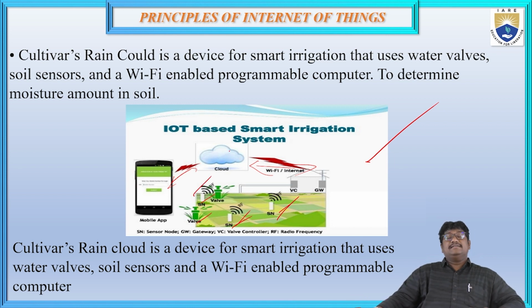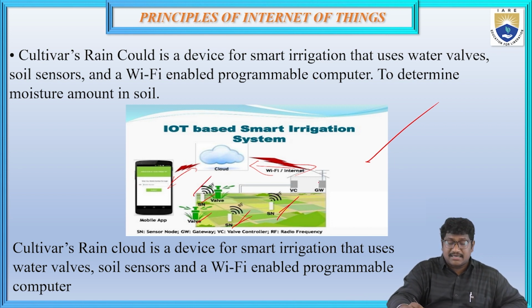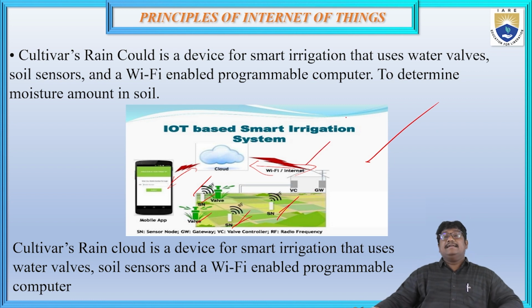And along with that, there will be a Wi-Fi enabled programmed computer. This was the thing. Also, to determine the moisture amount of soil, we are going to use these particular sensors, and if there is less moisture in the soil, automatically they are going to transfer information to your wireless Wi-Fi network, and through the Wi-Fi network it is going to be uploaded into the cloud, and from the cloud you are going to be alerted in your smart app. Then, by seeing the moisture reading, you are going to activate the motor.